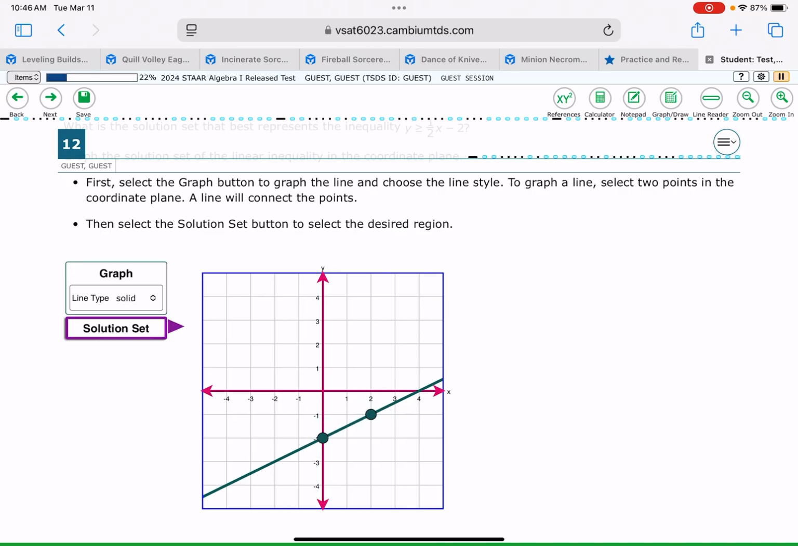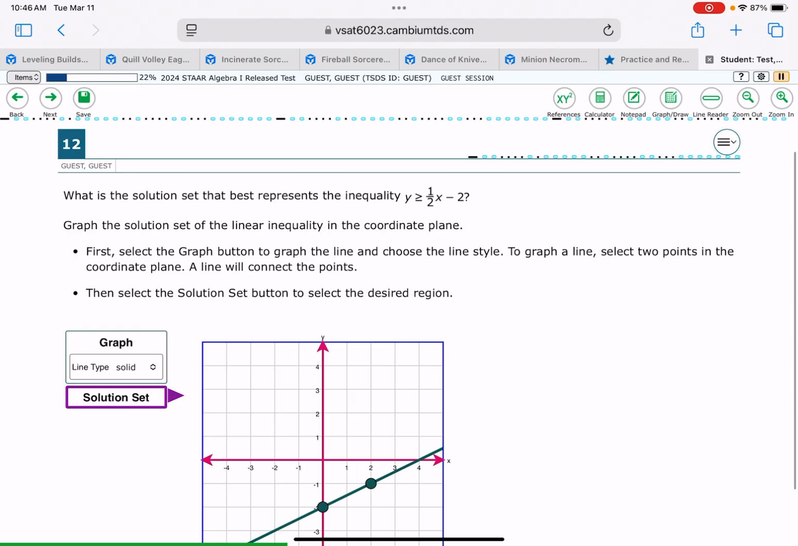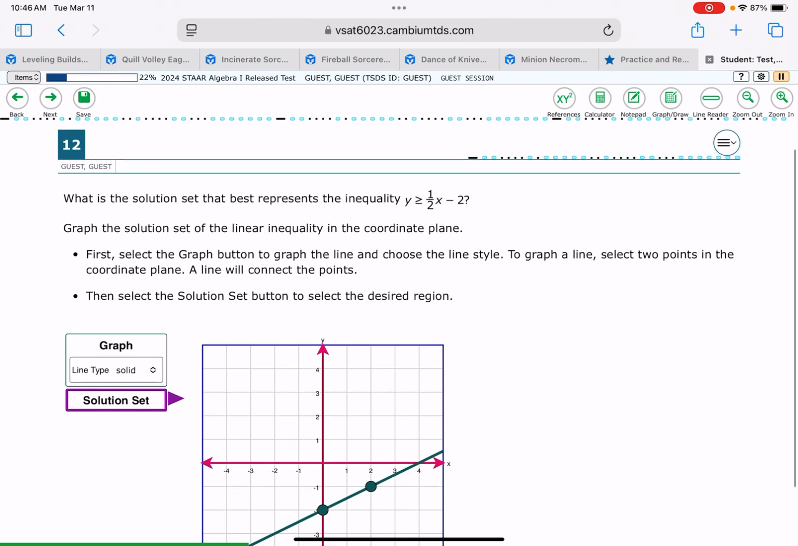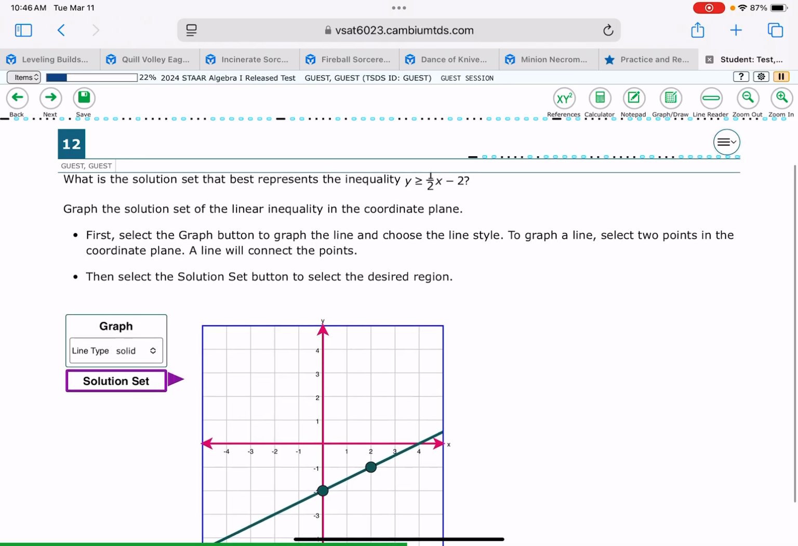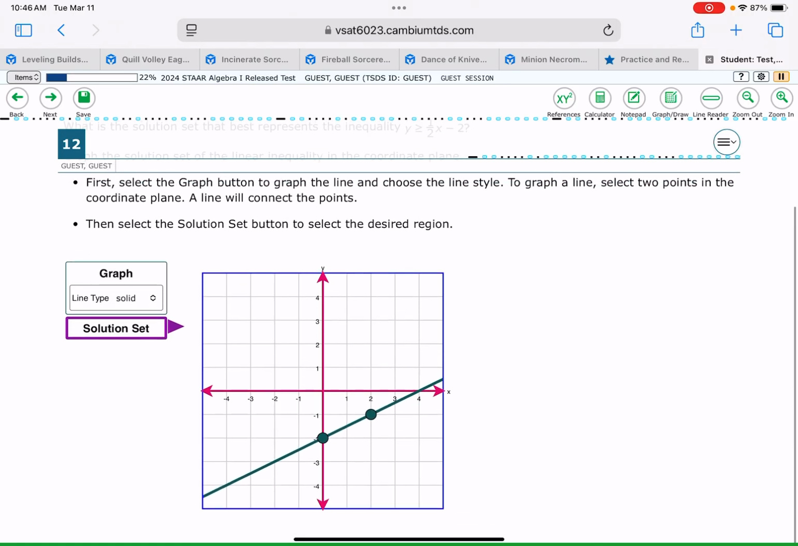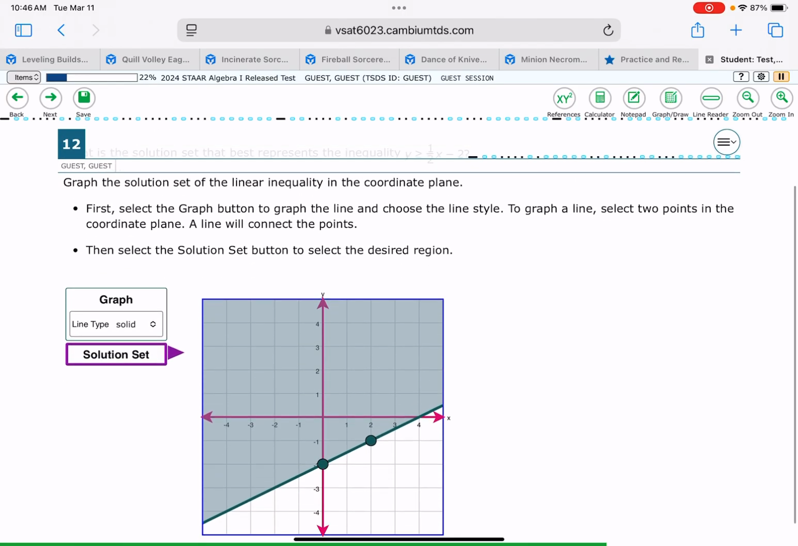Now I'm going to select the solution set portion, and it says y is greater than 1/2 x minus 2. So whatever value of x I put in, the y value is going to be larger, so that is going to be above my boundary line. So it is going to be that side of the graph. If it happened to be the other way, it would be on the other side.